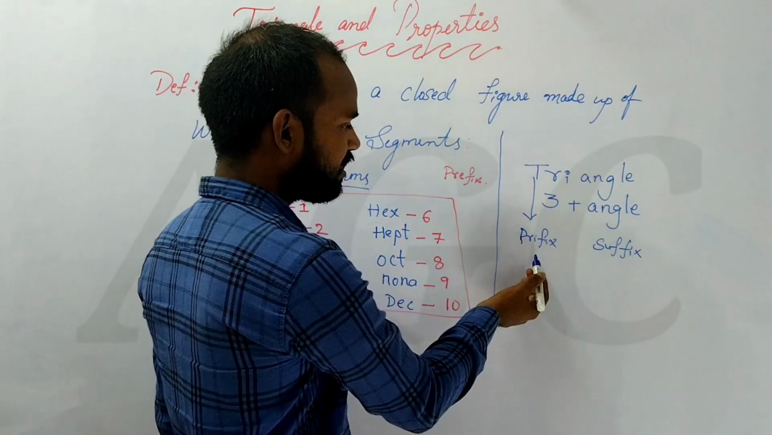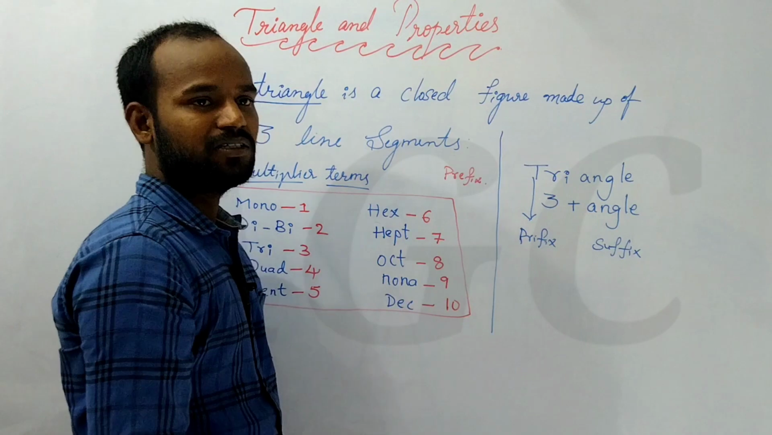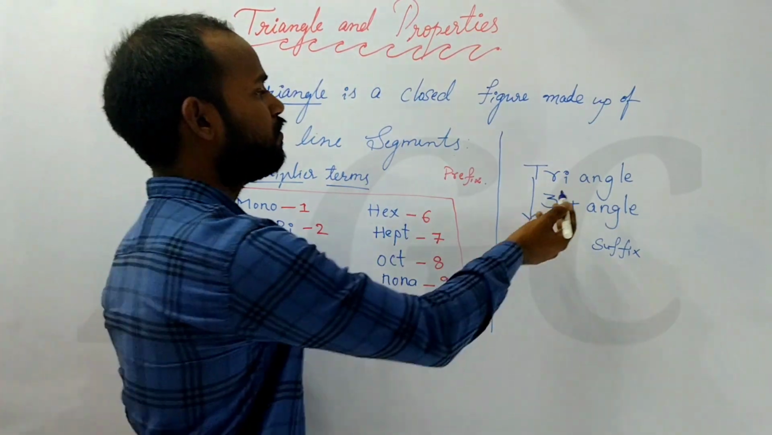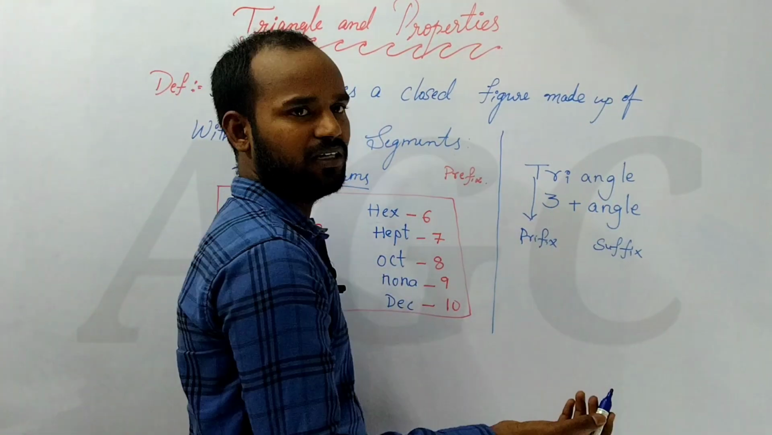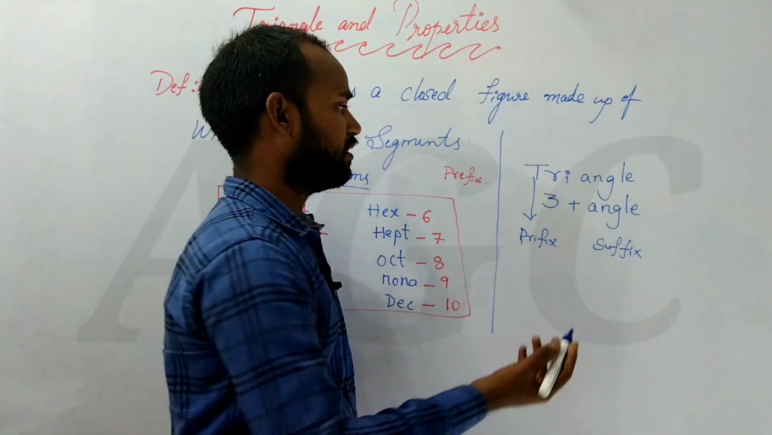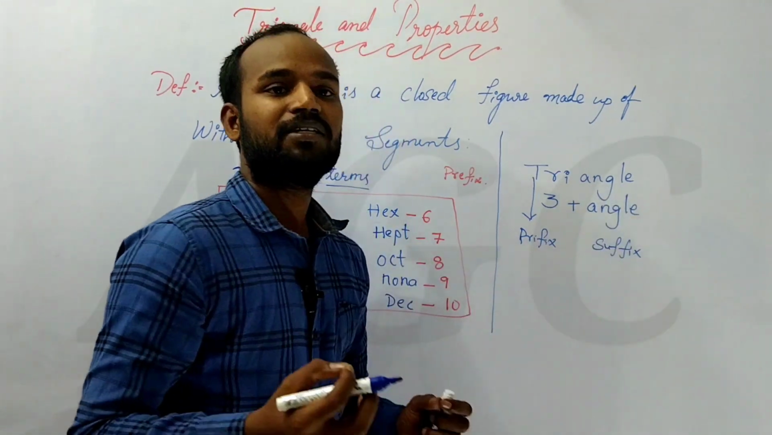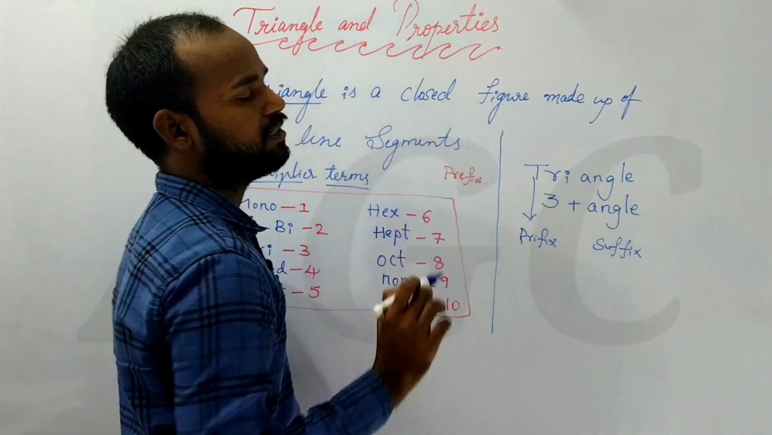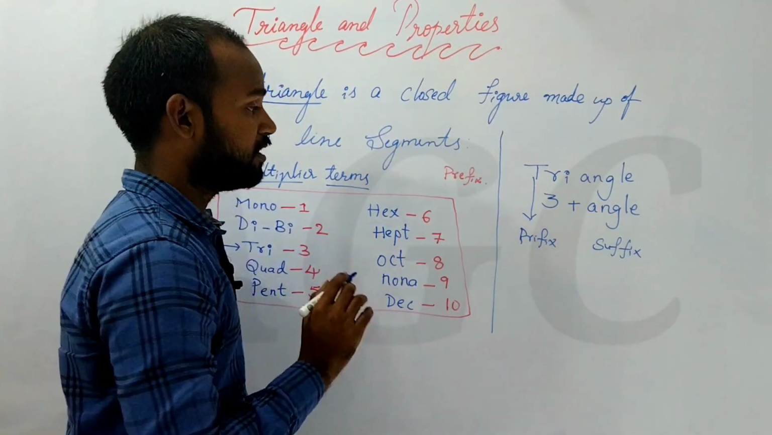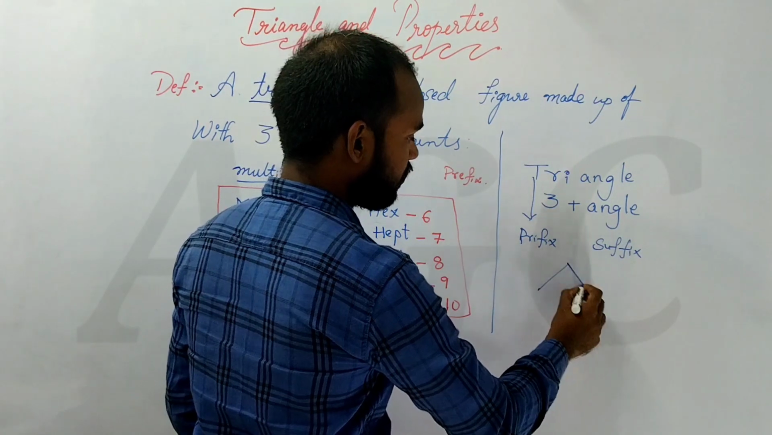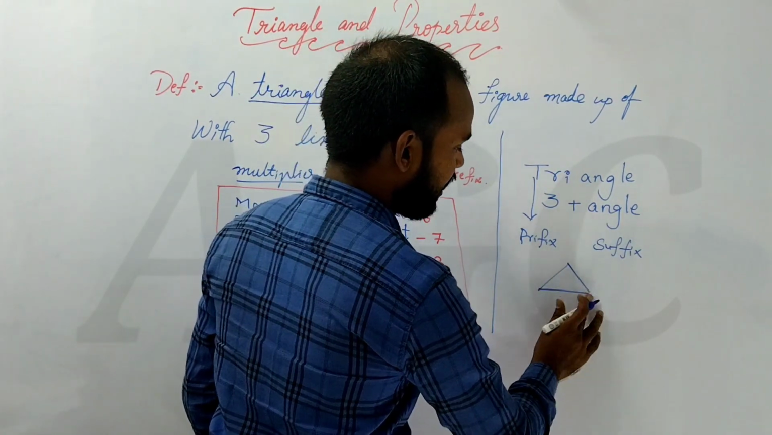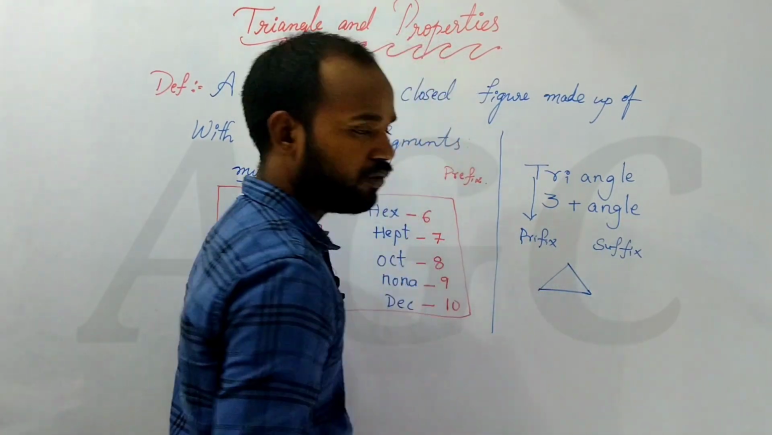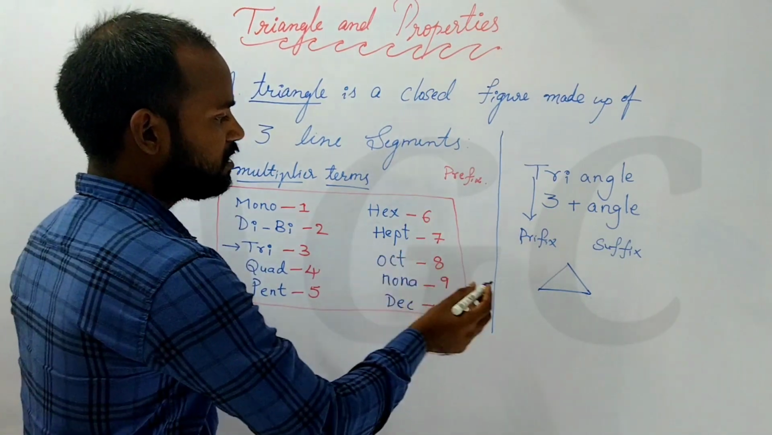So what is our prefix here? Our prefix is tri, which is three. And angle is any angle, 90 degrees, 20 degrees, any angle. So triangle means three angles. What is our definition? A triangle is a closed figure. Closed figure means there is no open corner or any open side. This is a closed figure.